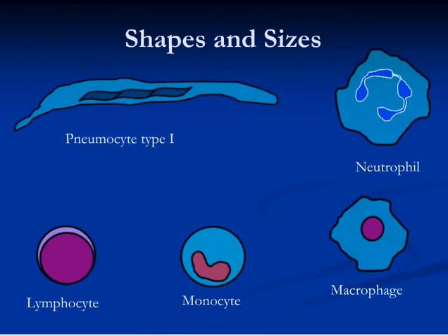Some nuclei occupy a big space in cells, and cells as a result have a very small amount of cytoplasm, as in the case of lymphocytes. Giant cells have multiple nuclei.